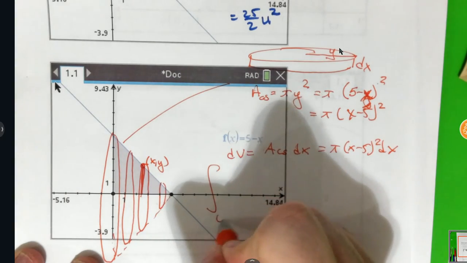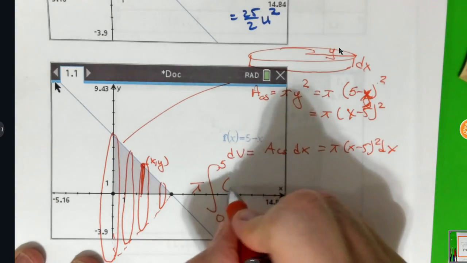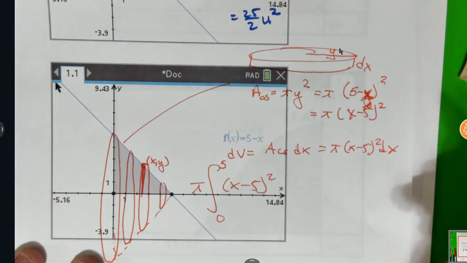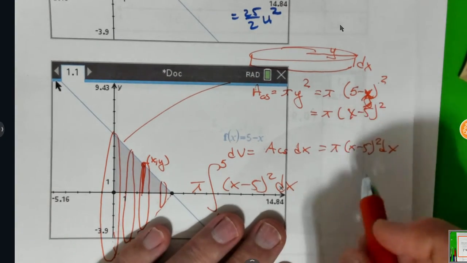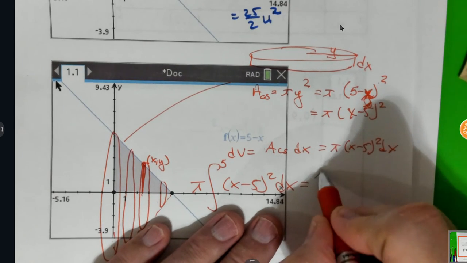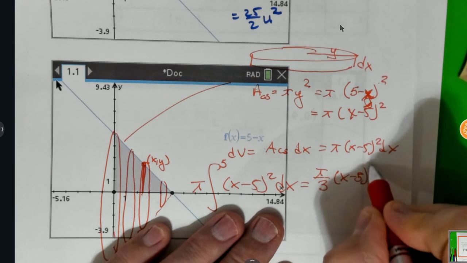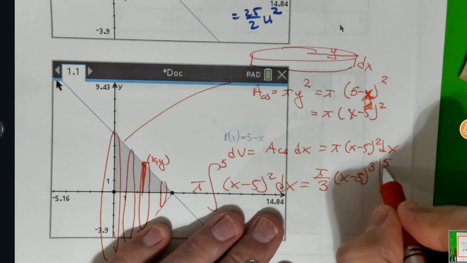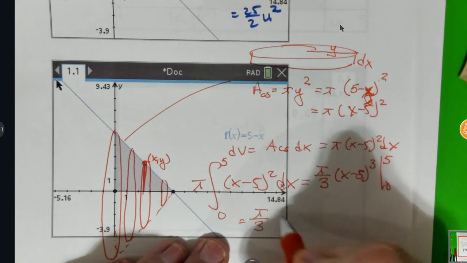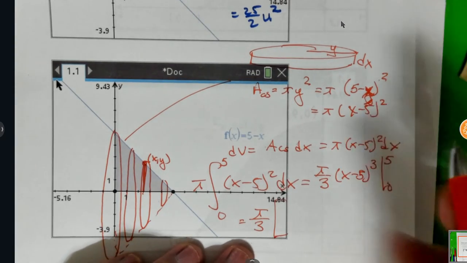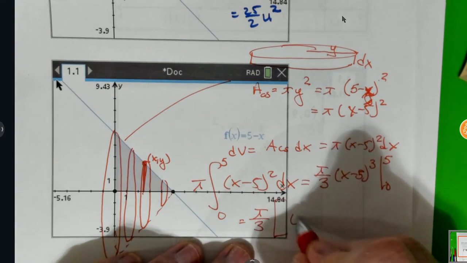And this is pi times x minus 5 squared dx. So my volume will be the integral from 0 to 5. Don't forget the pi on the outside like Mr. Isaac. Using algebra, I was able to make that friendlier. I'm going to use the power rule and look at this as a composition. So this will be pi thirds times x minus 5 cubed from 0 to 5. Now we're going to do the same thing we did before. This time I'm going to take a few liberties. I evaluate this at 5. 5 minus 5 is 0 cubed.